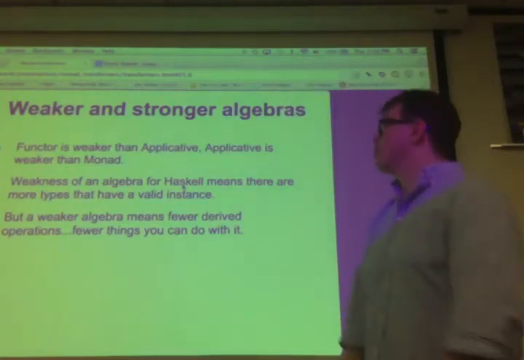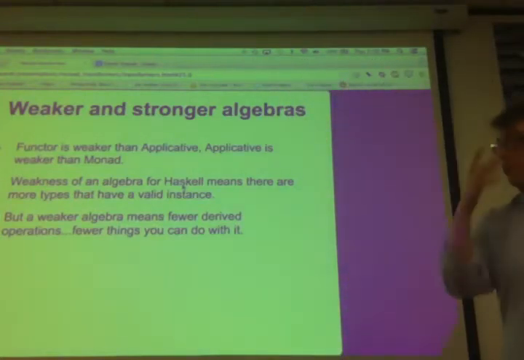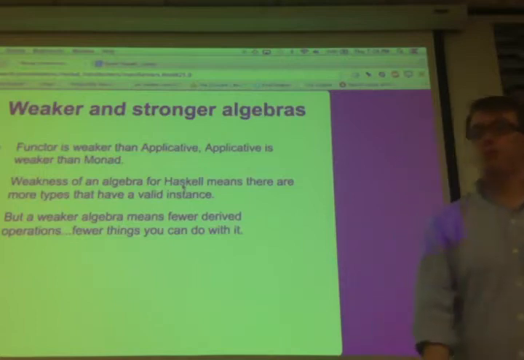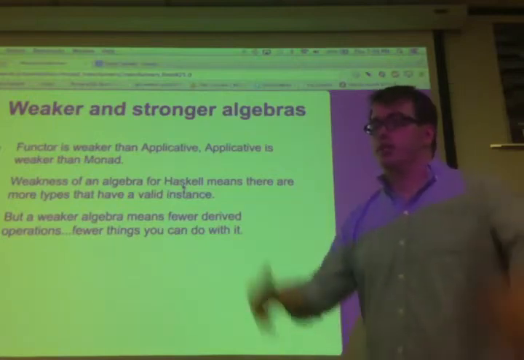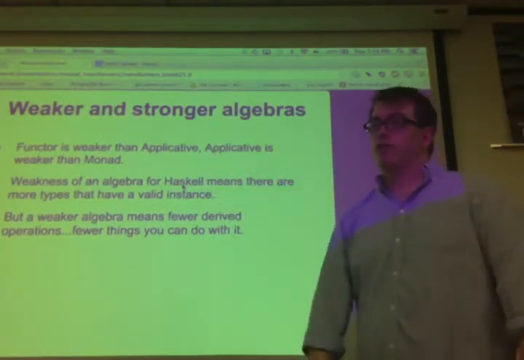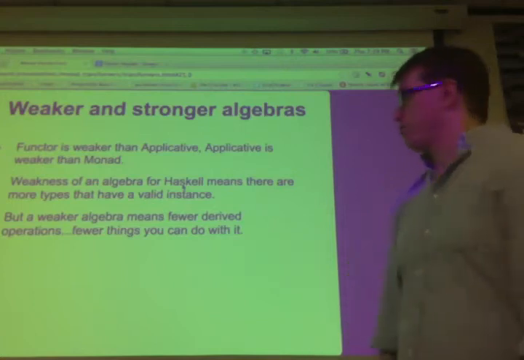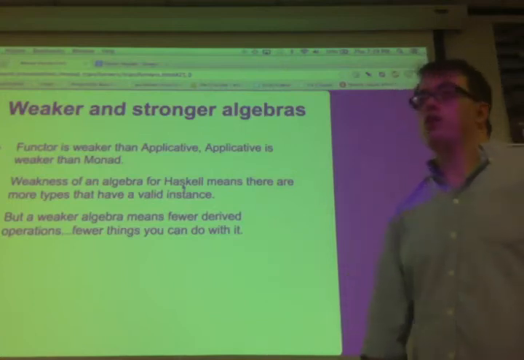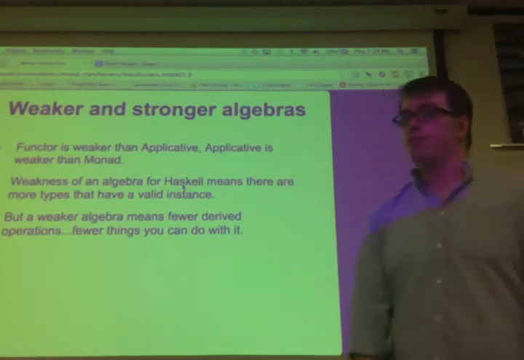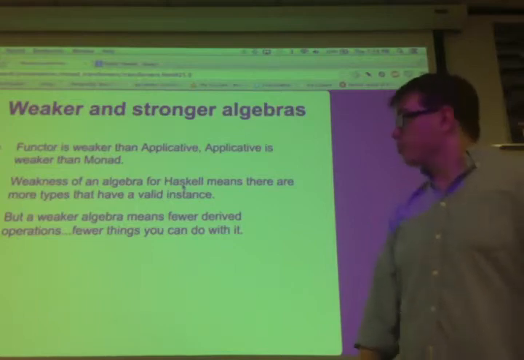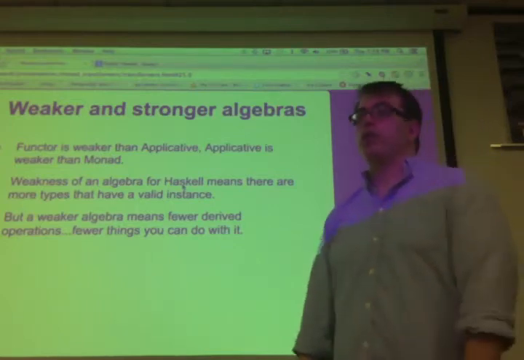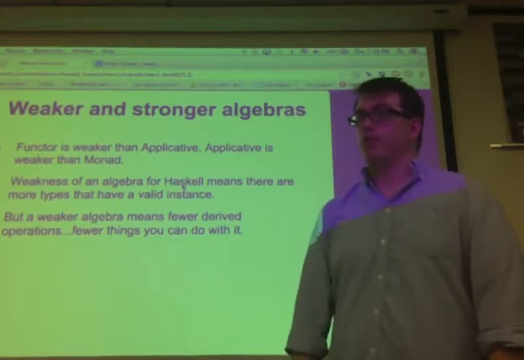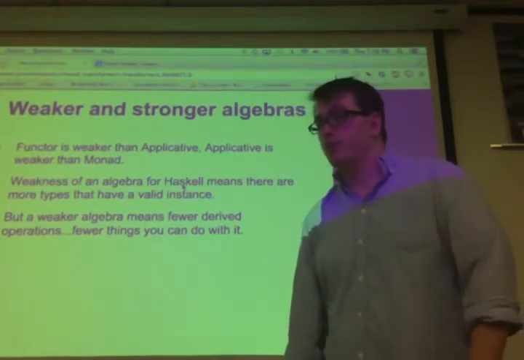Okay, so weaker and stronger algebras. All right, so I said every monad also implements applicative and functor. That means it's stronger, contains more operations. It's a superset. That makes it a stronger algebra. The set of operations is larger. So what's the advantage and disadvantage? Well, with a weaker algebra, you can decompose what you need more, and more types can implement a weaker algebra. But you can do more with a stronger algebra.